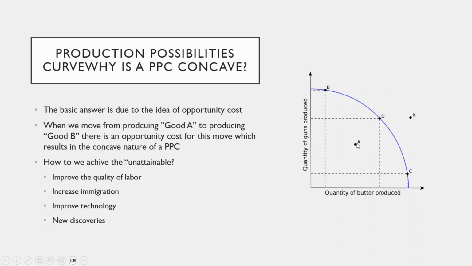There are examples of inefficient economy. Point A is inefficient. If it goes from point A to point D, it goes from inefficient to efficient. Point X is impossible unless there's long-term economic growth. That's by increasing the quantity and quality of the factors of production, increase in human capital, so like education or migration, immigration, improvement in technology, new discoveries.